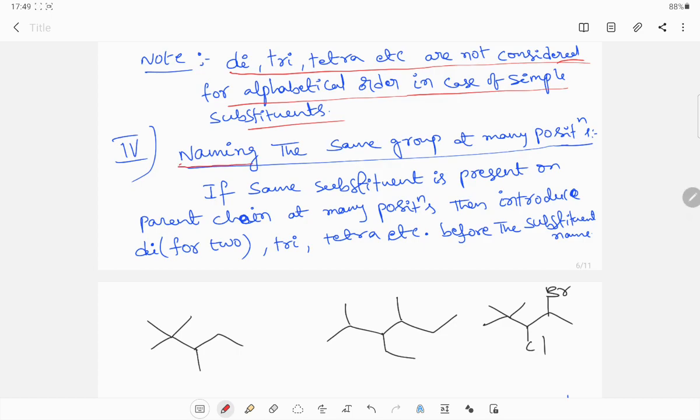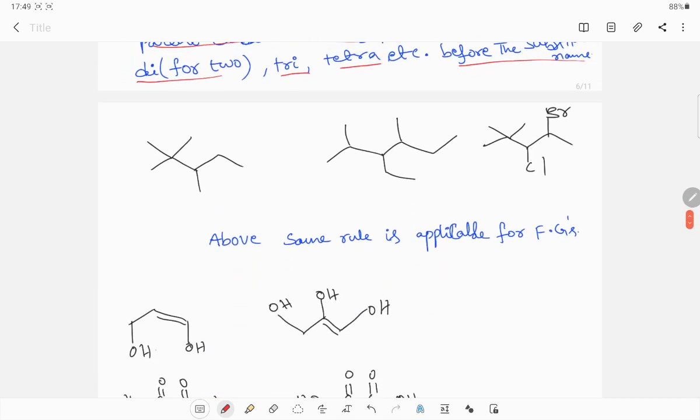Next one is what? Naming the same group at many positions. If the same substituent is present on the principal chain at many positions, then introduce di for 2, tri for 3, tetra for 4 before the substituent name. Just before, we gave the names. Again we will give the names. The same rule is applicable for functional groups also.